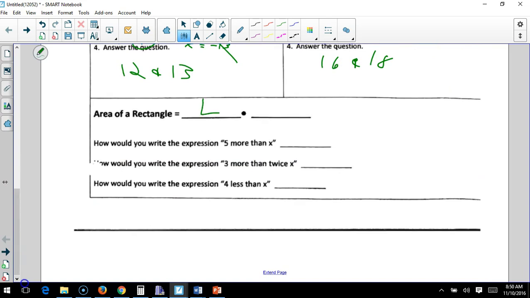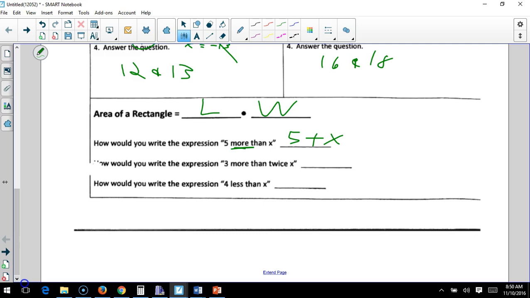Area of a rectangle formula is length times width. You've known that since like middle school. How would you write the expression 5 more than x? Well, you got to think about what does this mean? Add, subtract, multiply, and divide. Now, I know you might be thinking, oh, well, more than, that's a greater than symbol. We're talking about the basic 4 operations here. 5 more than x. Literally just translate as you read, as you write. 5 plus x, more than x.